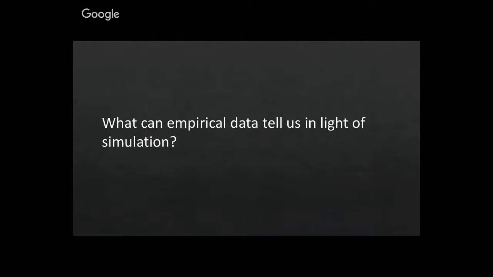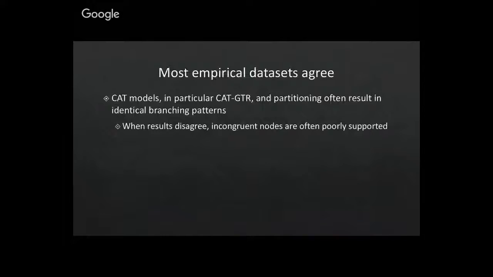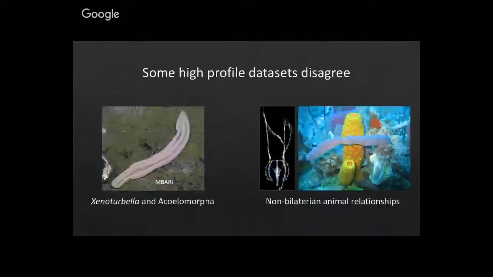So kind of along those lines, we know that simulated data isn't ever going to be as complex as empirical data. So let's take a look at some empirical data sets. And as I said earlier, these models generally agree when you actually do phylogenetic inference with them. And when the results do disagree, incongruent nodes are often poorly supported. And maybe fortunately or unfortunately, some very high-profile data sets have disagreed in terms of the inferred relationships when using CAT models versus site-heterogeneous models with or without partitioning.